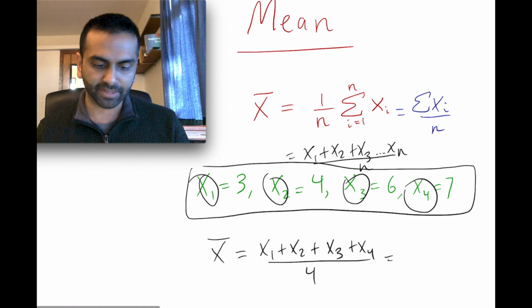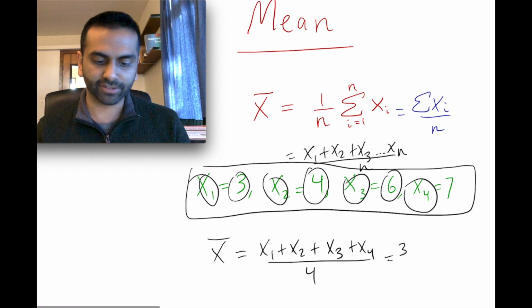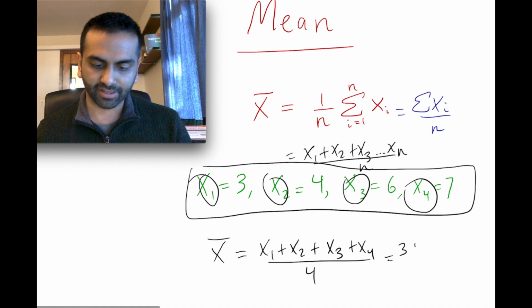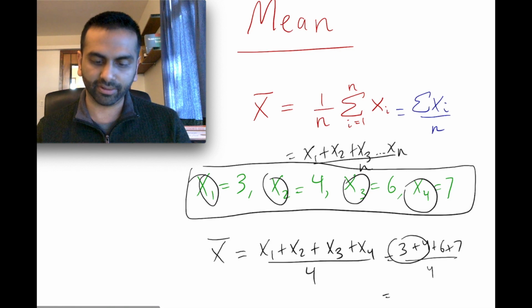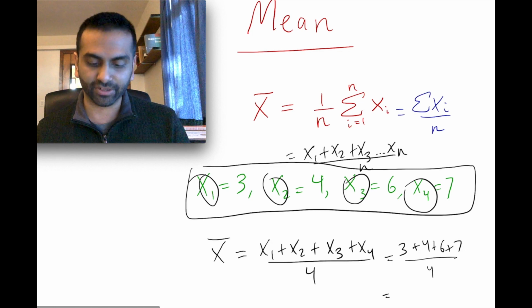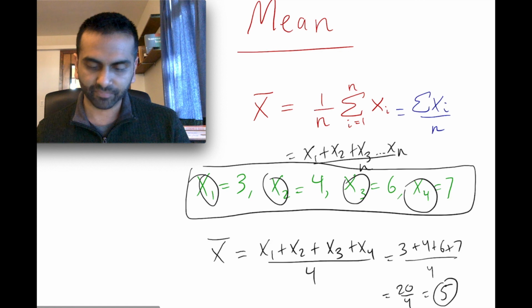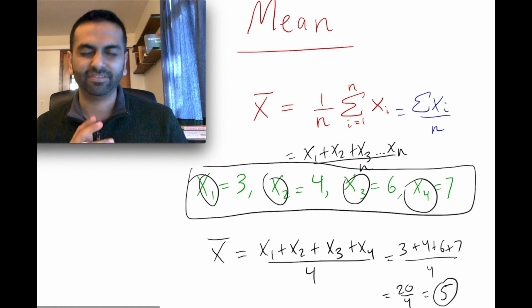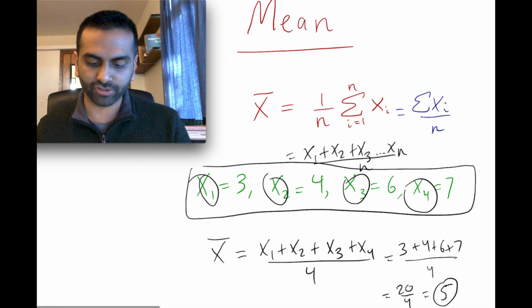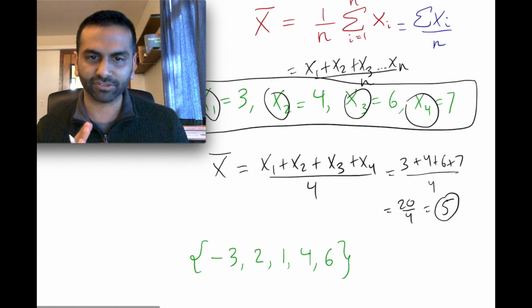So that's going to be, x1 is 3, x2 is 4, so it's really just 3 plus 4 plus 6 plus 7 all over 4. 3 plus 4 is 7. 7 plus 6 is 13. 13 plus 7 is 20. So long story short, that's just 20 over 4, which is 5. So the average of these numbers is 5. One thing to notice is that the average doesn't itself have to be in the data set. None of these numbers were 5, but the average of them was 5. That's pretty straightforward.